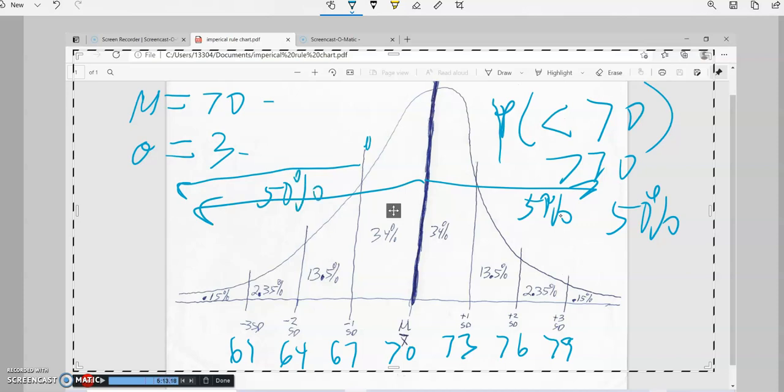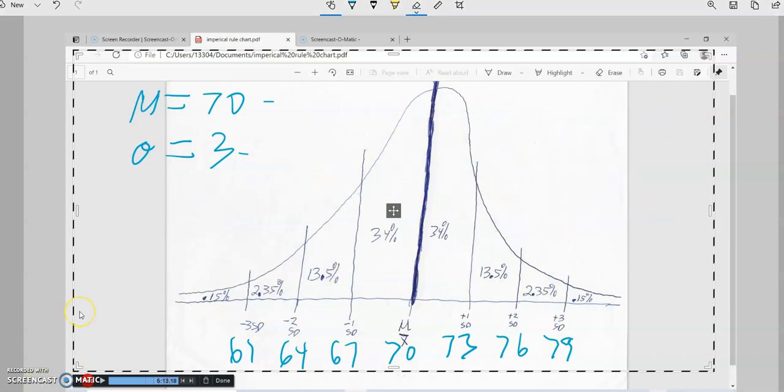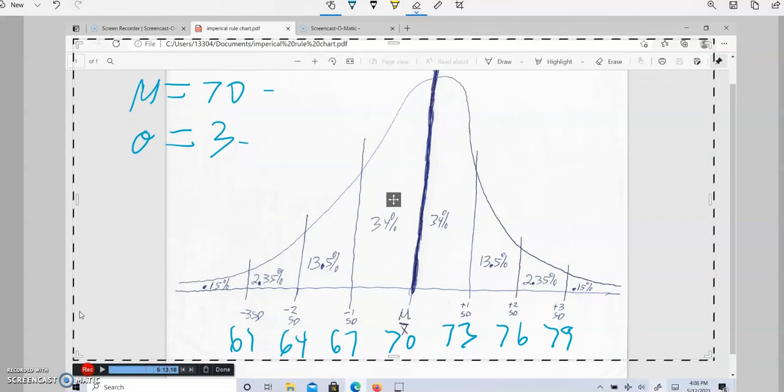Between 1 standard deviation and 2 standard deviations is 13.5, both plus and minus. Between 2 and 3 standard deviations is 2.35, both plus and minus. And higher than 3 standard deviations is 0.15%. So that's 0.0015 as a decimal, of course, very, very slim chance. And over here is obviously 0.15% too. So back to my initial question of less than 67. Well, if I know this is 34%, right?